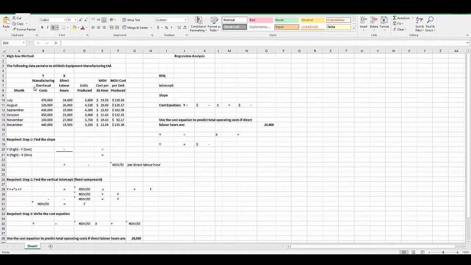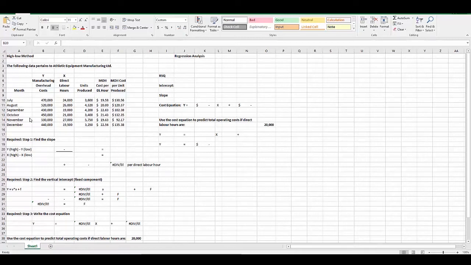You know that increasing the number of units is not going to have any impact on your fixed costs, but it would obviously increase your variable costs. So that's why you need to have this information. So we're going to look at the high-low method first.